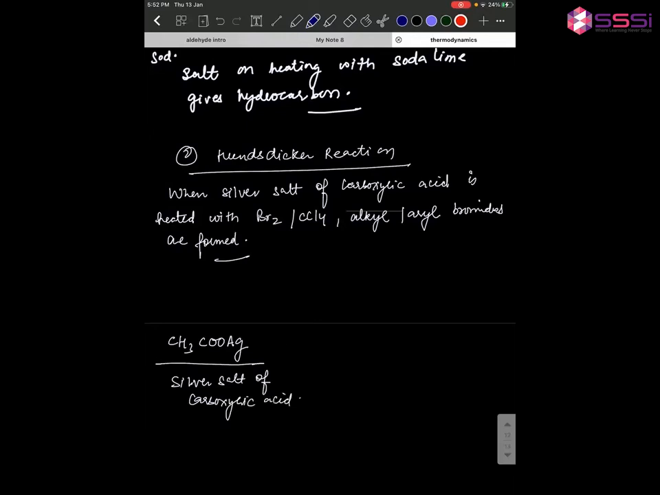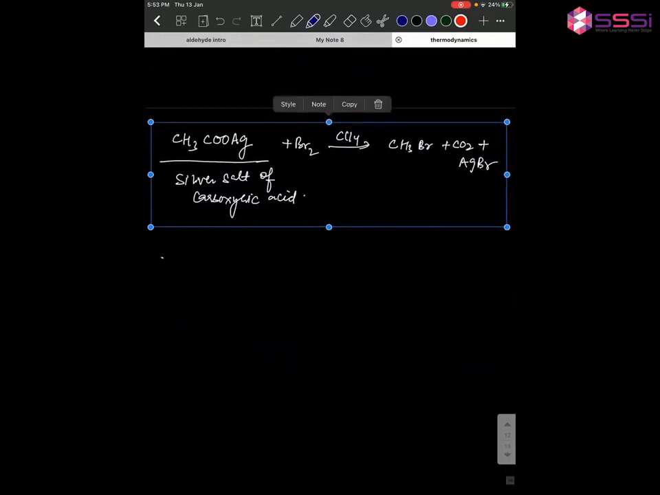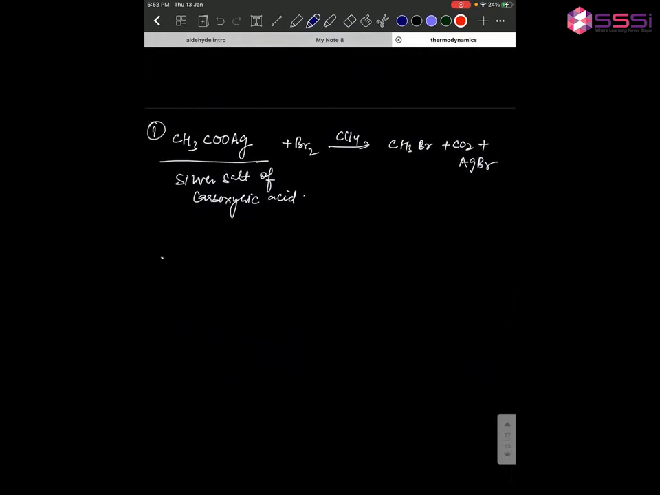Okay, if we are taking it with Br2 in presence of CCl4, then we will be getting first alkyl bromide, CH3Br along with CO2 and AgBr. And we can also get aryl bromide. So the reaction for aryl bromide will be like this. This is the first reaction.